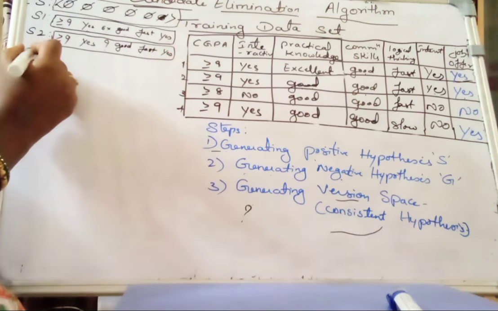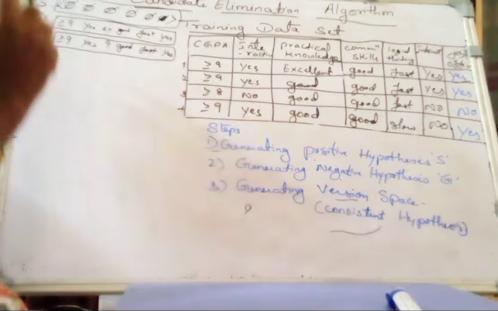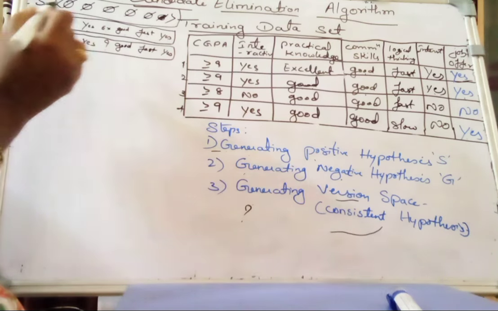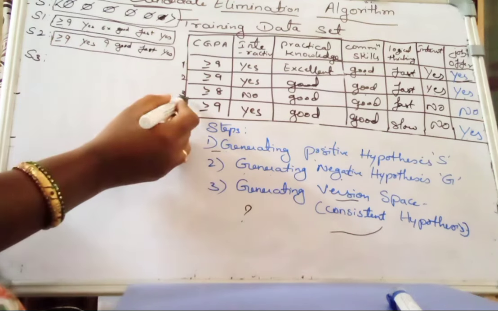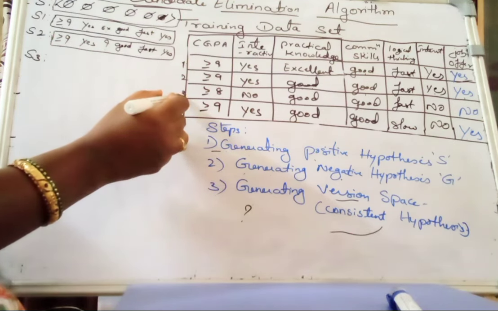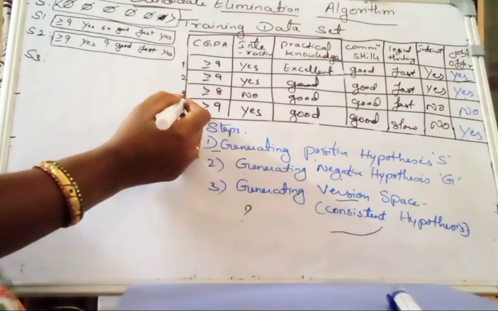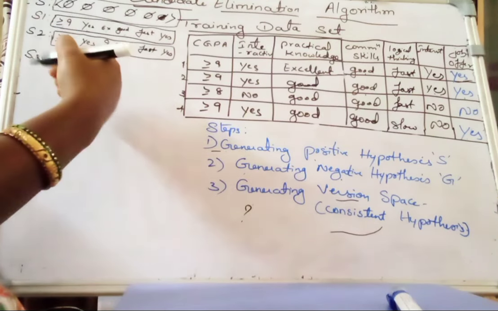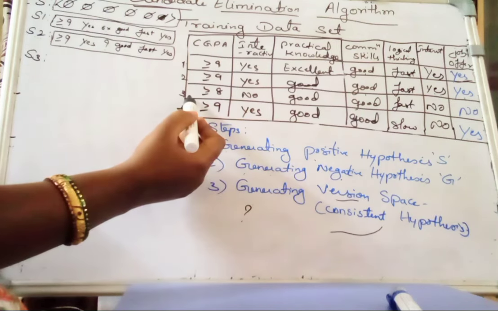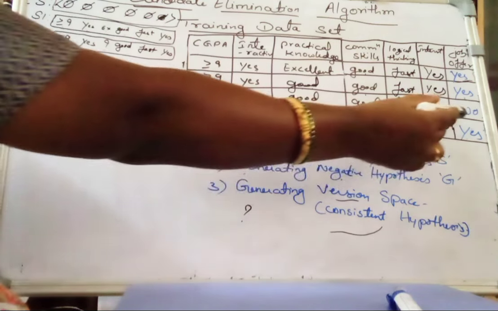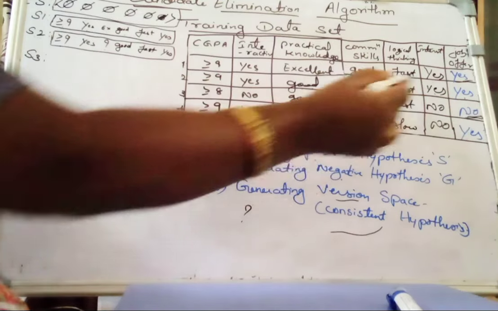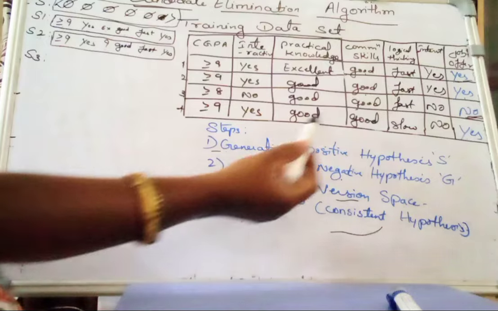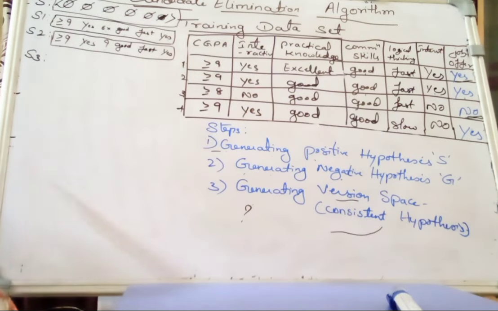Okay, now I have to generate my S3. To generate my S3 hypothesis, I should see my S2 hypothesis. This should be compared with my I3 instance. With this row, I should compare I3, and then by comparing with S2, I have to generate the new hypothesis. But if you see the instance I3, here you have no, a negative instance. We should generate hypothesis only for positive instances.